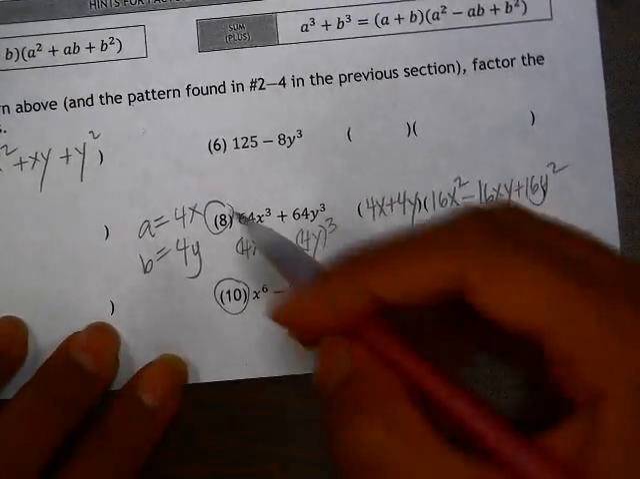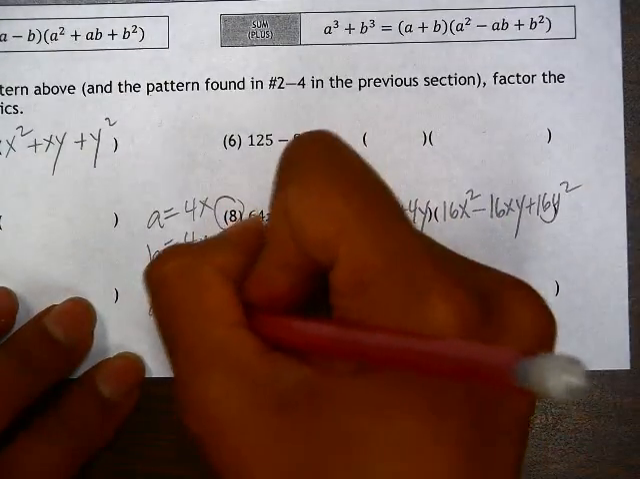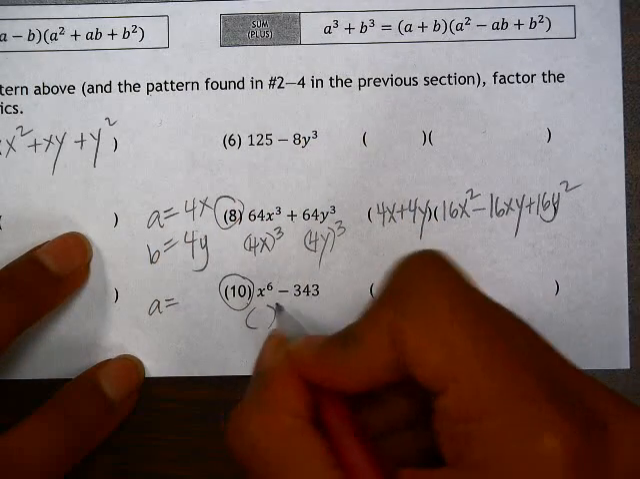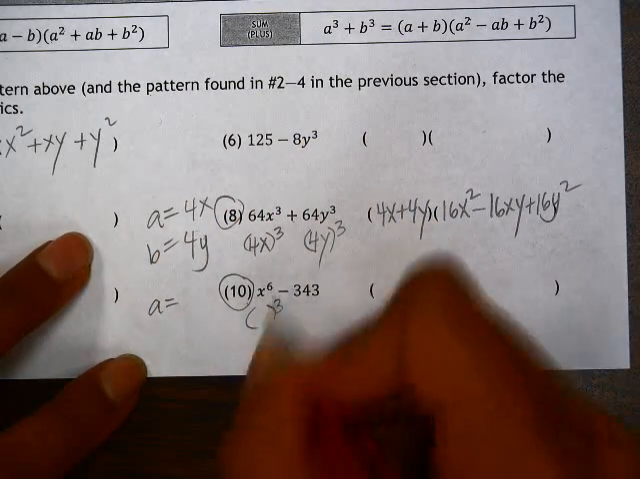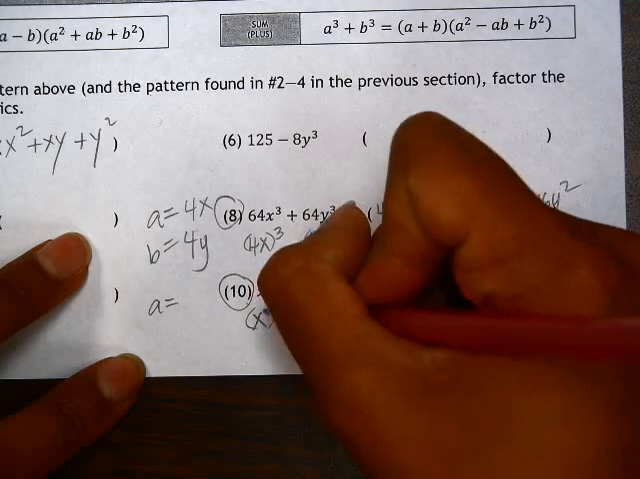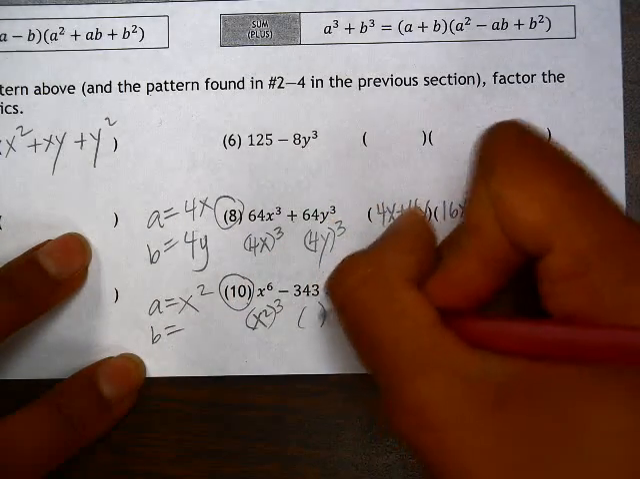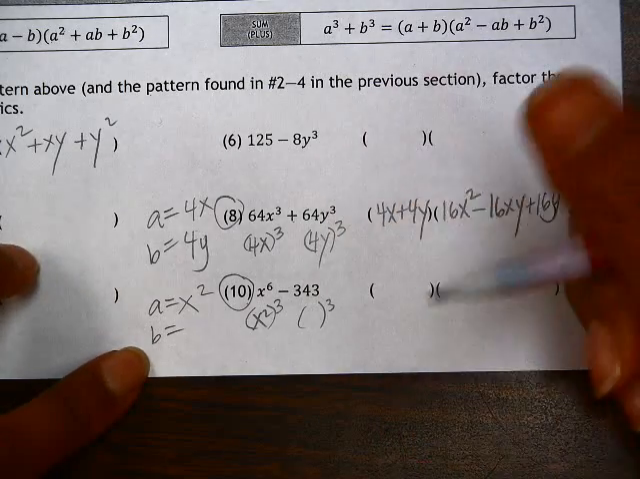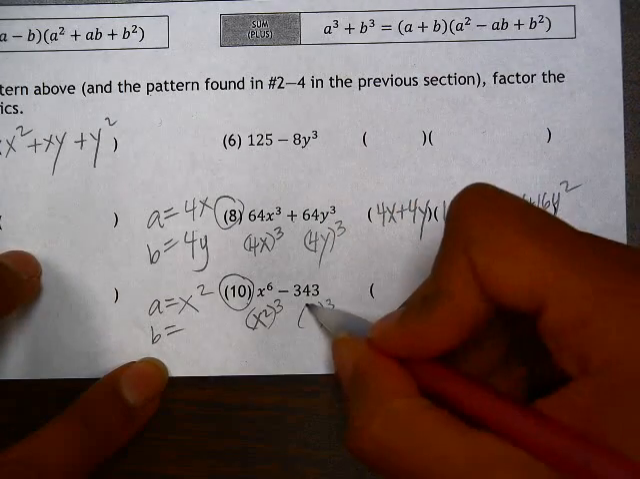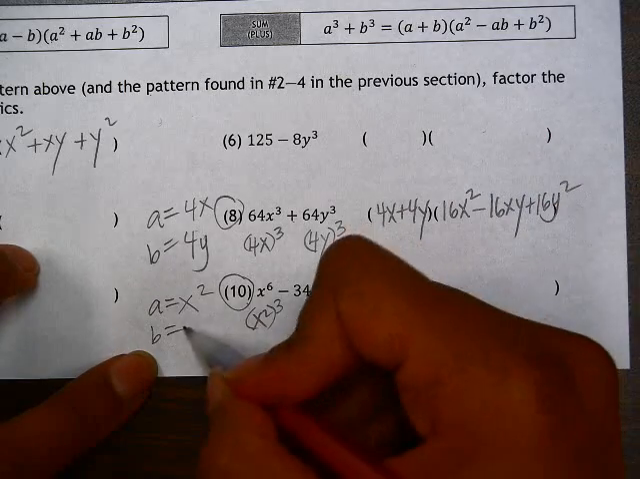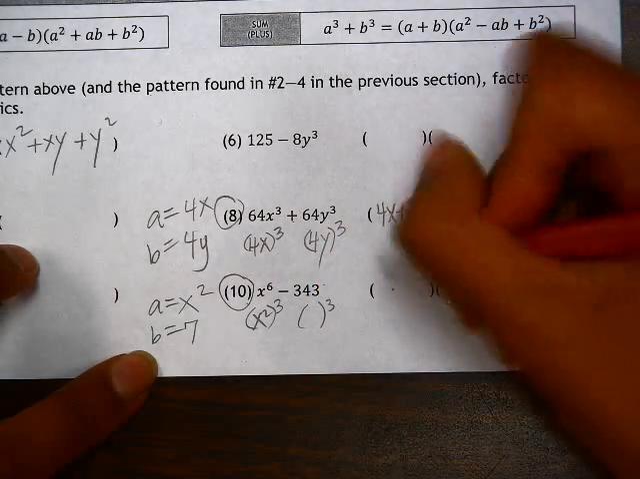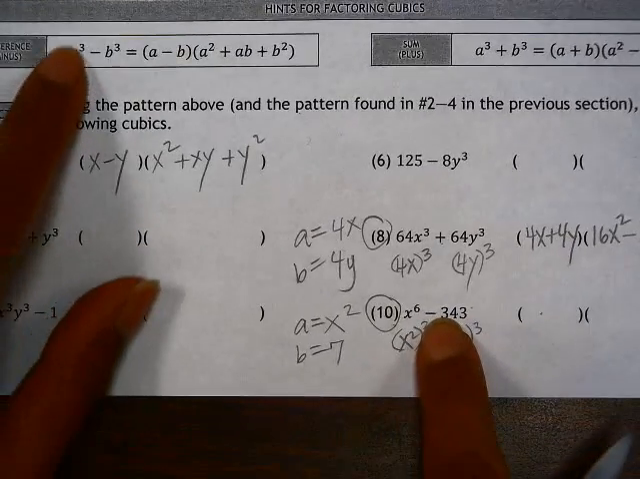All right, let's look at one more. On number 10, what do we have to cube to get x to the 6th? It would be x squared. So a is equal to x squared. What do we have to cube to get 343? In other words, what do you have to multiply by itself 3 times in order to get 343? That would be 7. So plugging this in, this is the difference of cubes.